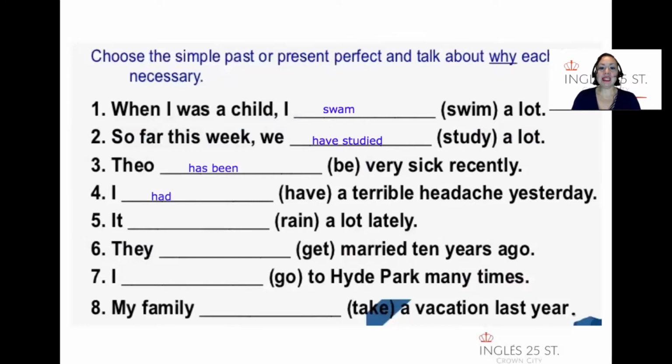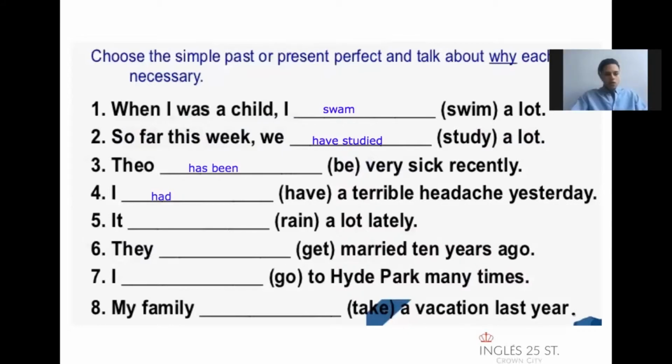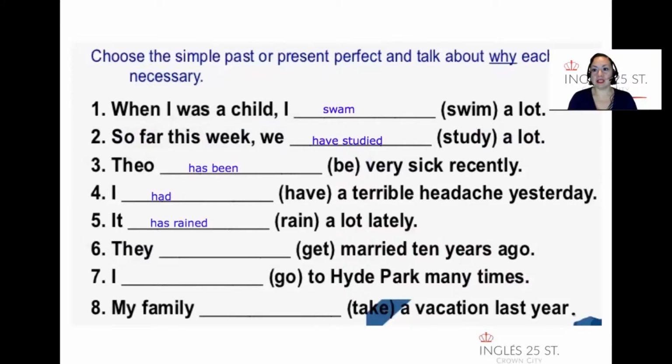Number 5, Roman. It rained a lot lately. Has rained. Excellent. Okay, we are not given a time expression, okay? So it has rained a lot lately. Number 6, they get married 10 years ago. They got married 10 years ago. Past tense. Excellent, okay? Because we are given a time expression, which is 10 years ago.